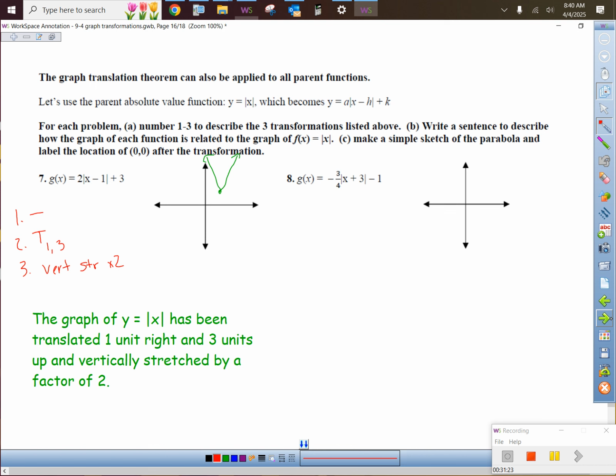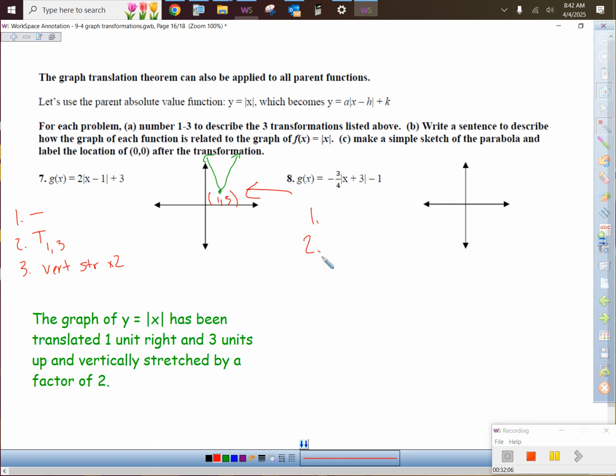And when you get that sentence done, do our last problem of the day of graph transformation theorem. Label your 3 steps. Make a sketch. We don't need to write a sentence on it because we'll do it out loud. I forgot to put that on my sketch. Make sure you have the vertex labeled on your sketch.